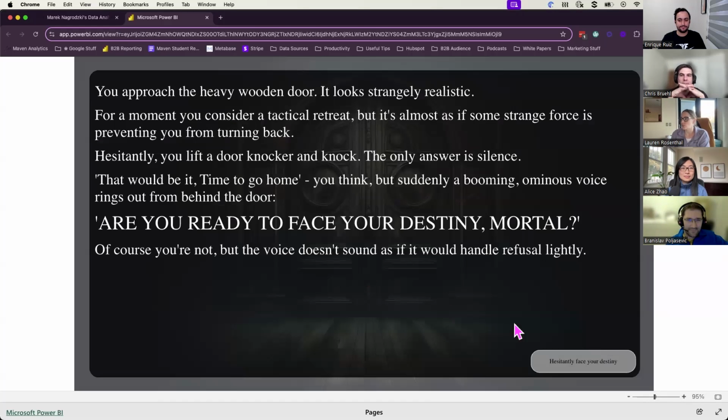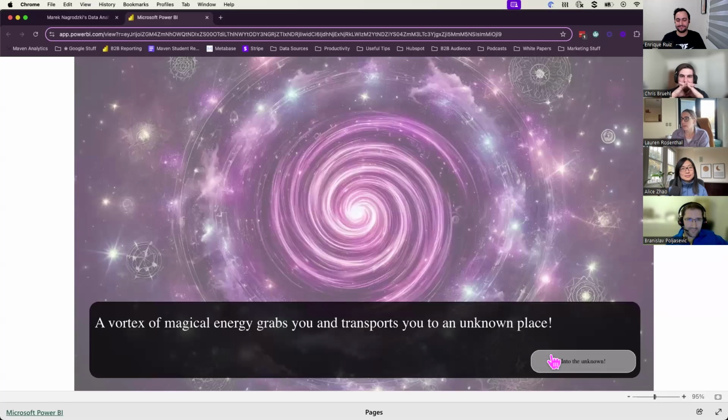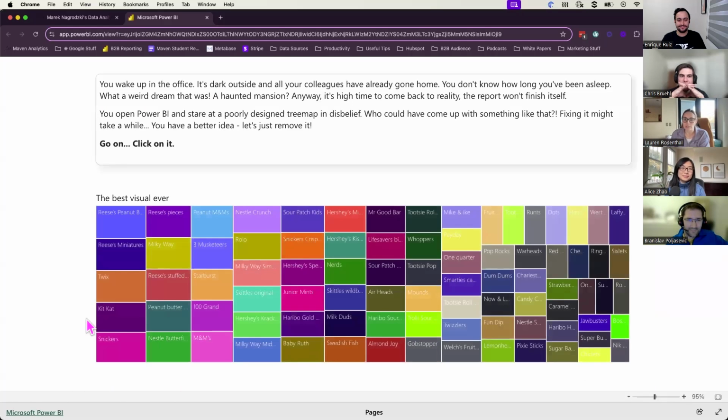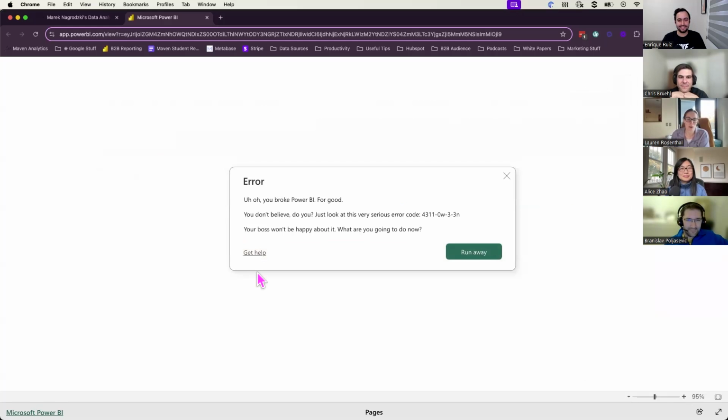And then you continue to go through and click on the button. And then you get to a point where you're asked to make the choice of trick or treat. I originally did choose trick. And I was a little bit nervous when I saw this visualization. I was like, I don't know how this could make it into the finals. But then I did read the text up above and I saw, this is obviously somewhat of a joke. So I did what Marek suggested and I clicked on it to fix it. And I broke Power BI.